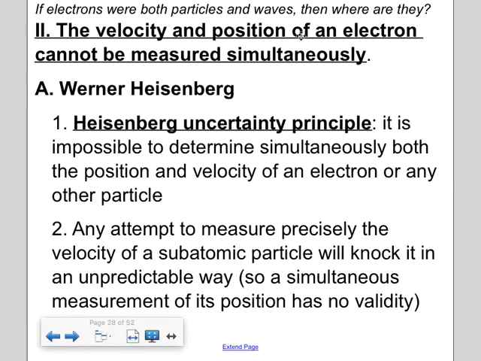So any attempt to measure precisely the velocity of any subatomic particle will knock it in an unpredictable way. So, you know, there's no validity to figuring out the position or the velocity of that subatomic particle. If you do know one, you're not going to know the other.